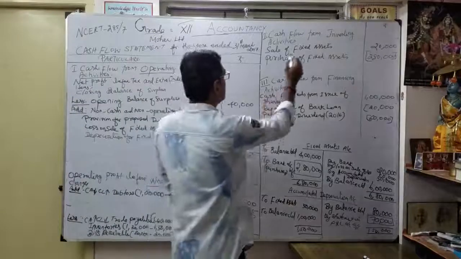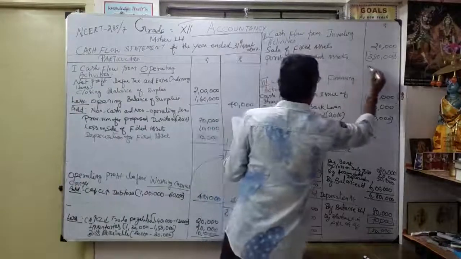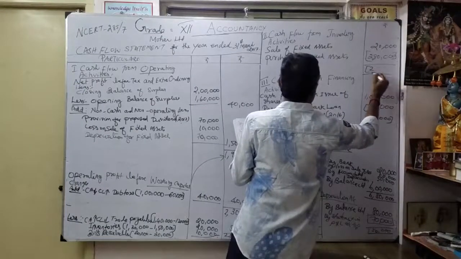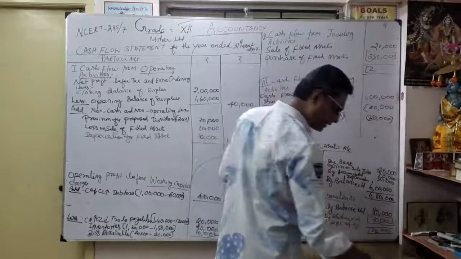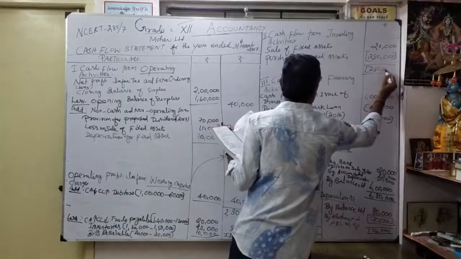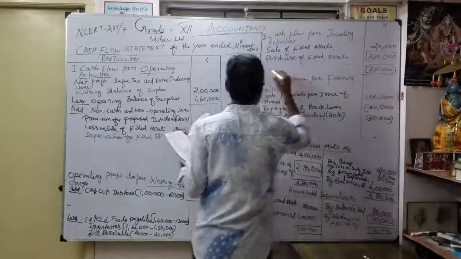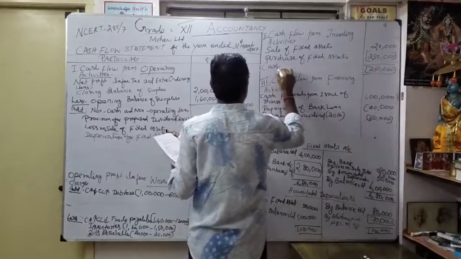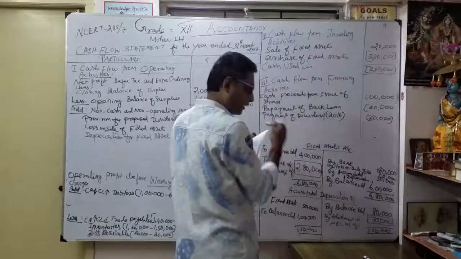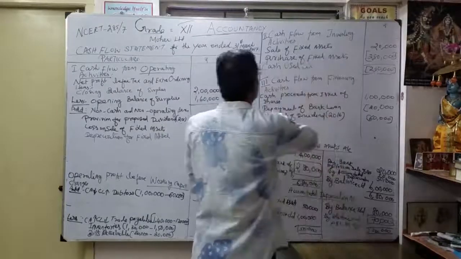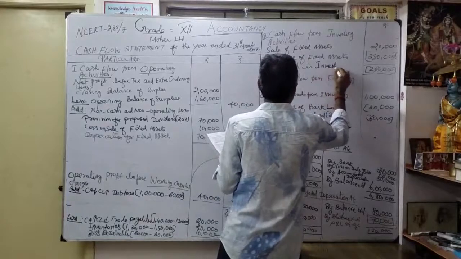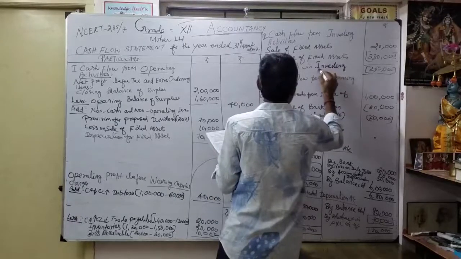Now coming to our cash flow from investing activities. So what is the net one? A negative figure, 2 lakh. So 20,000 and 2,80,000. So finally how much do you get? 2,60,000. Okay, that is how you have to write. This is called cash used in, not flow, cash used in investing activities.